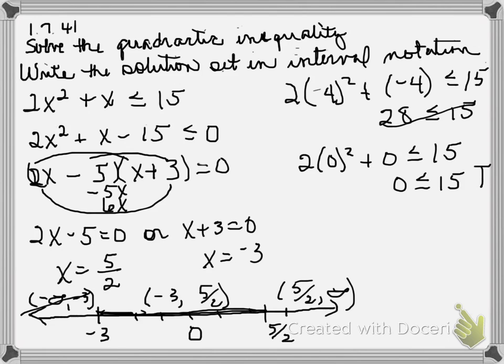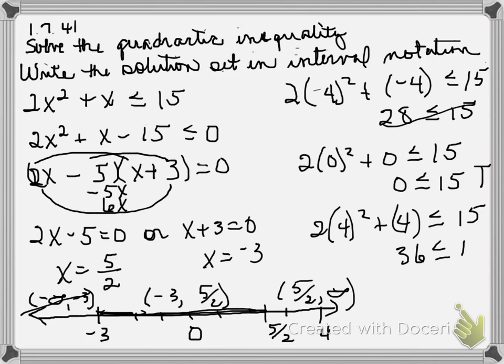Let's try to the right. So let's use 4. So we have 2 times 4 squared plus 4 less than or equal to 15. 4 times 4 is 16, times 2 is 32, plus 4 is 36. 36 is not less than or equal to 15. So that one's not part of my solution set.